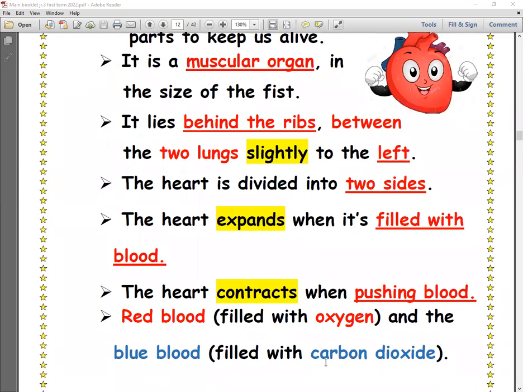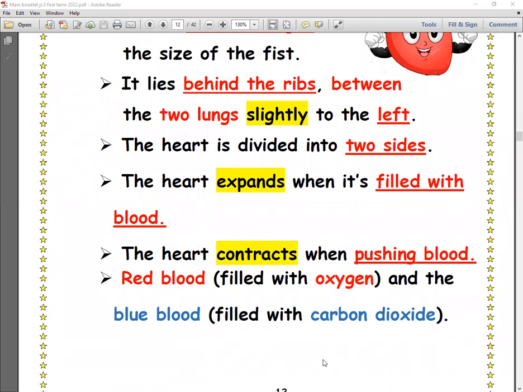After that, we have two types of blood inside our body. We have red blood and blue blood. The red blood is blood with oxygen. When we breathe in, the oxygen enters the lungs from the nose, and when the oxygen meets the blood in the lungs, this blood becomes oxygenated blood. After that, when we breathe out, we get carbon dioxide out from the nose. That means we have blood with carbon dioxide inside our body. The blood with carbon dioxide is called deoxygenated blood, and it is blue blood.